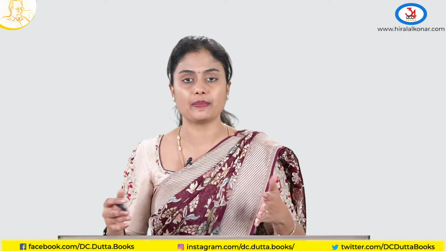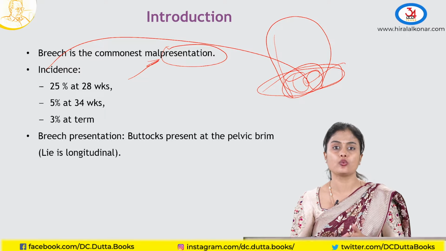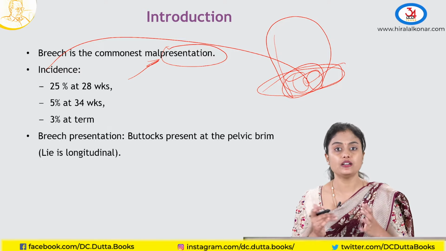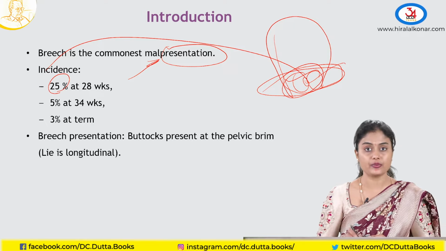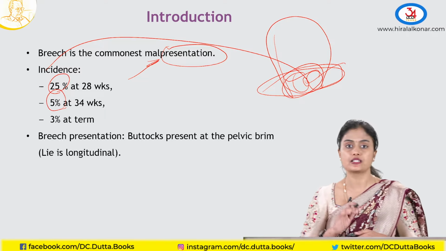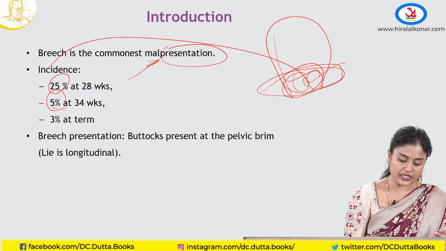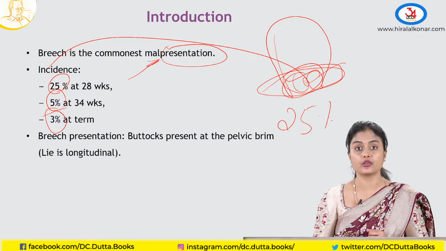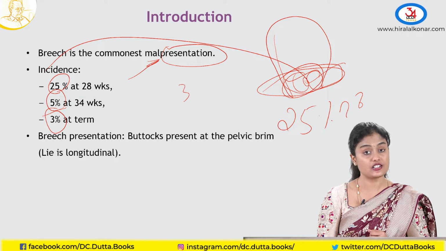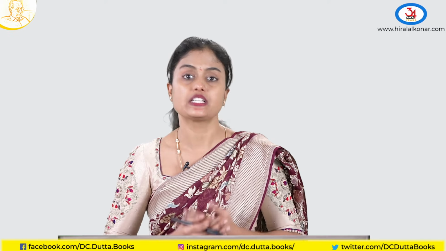We should remember the incidence of breech is not the same throughout. Initially in preterm pregnancies, at 28, 32 or 34 weeks, whenever you examine, you can most commonly find breech presentation, as much as 25% at 28 weeks to 5% at 34 weeks, because the baby moves and keeps rotating. But by the time they come to term, the incidence is only 3%. So, only 3% of patients come to us with breech presentation in labor.